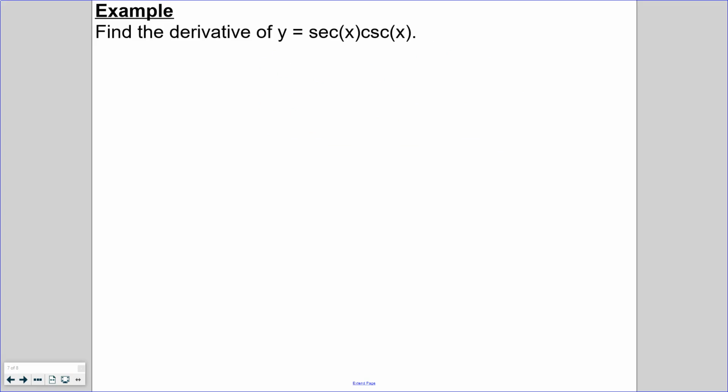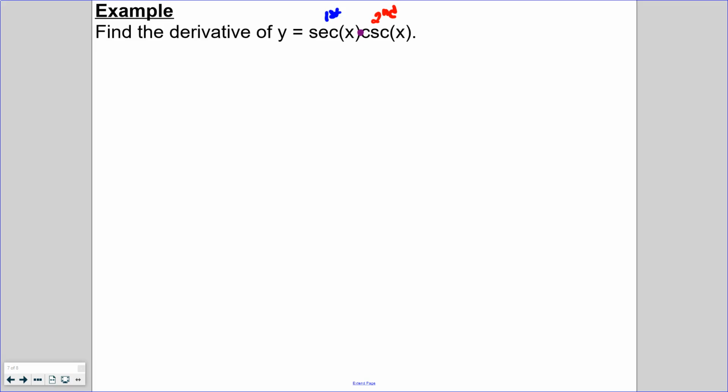All right, next up, we're being asked to find the derivative of y equals secant of x times cosecant of x. Now here, this is secant times cosecant of x, which means we're going to need to use the product rule. So I'm going to identify secant of x as my first function, and I'm going to identify cosecant of x as our second function.